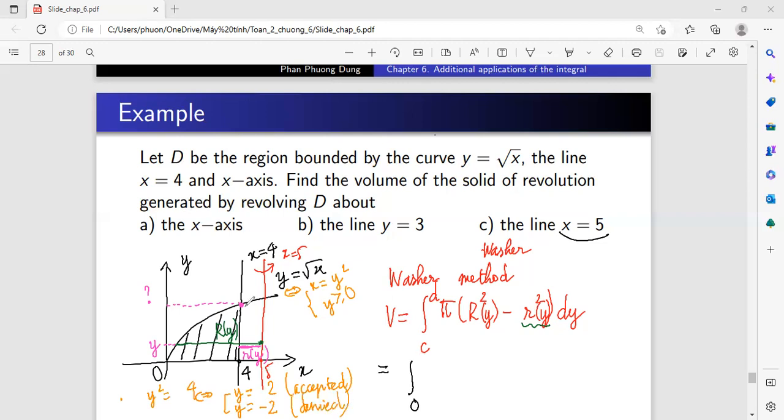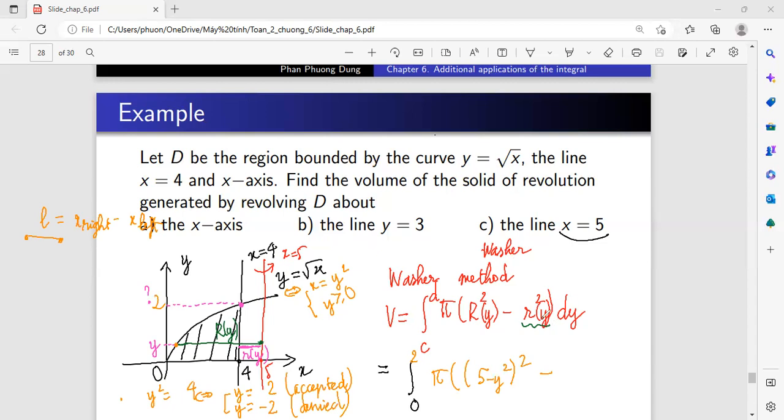Okay, so d here, of course, it is 2 pi. And now we measure R y. You can see R y here. This is a horizontal line segment, and the length of a horizontal line segment is x right minus x left. The x right here is 5 and the x left here is y squared. So the length here is 5 minus y squared. Okay, and the square of the formula.